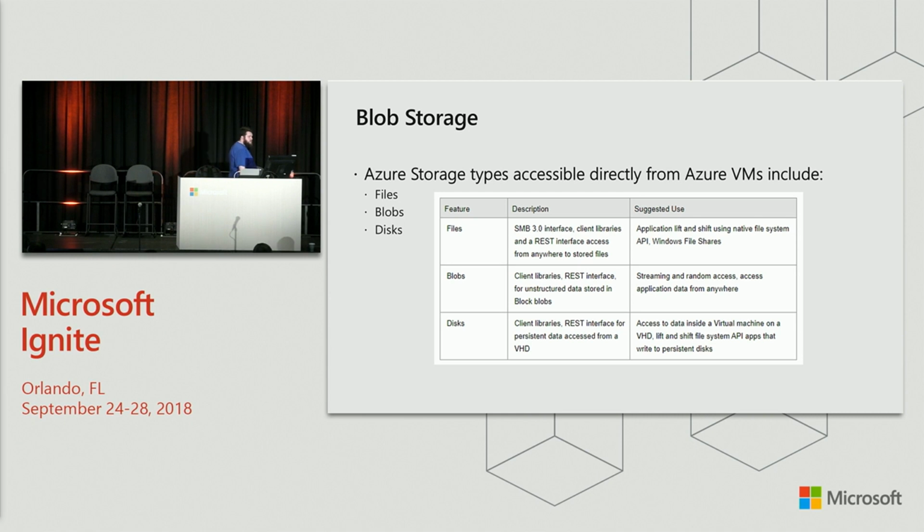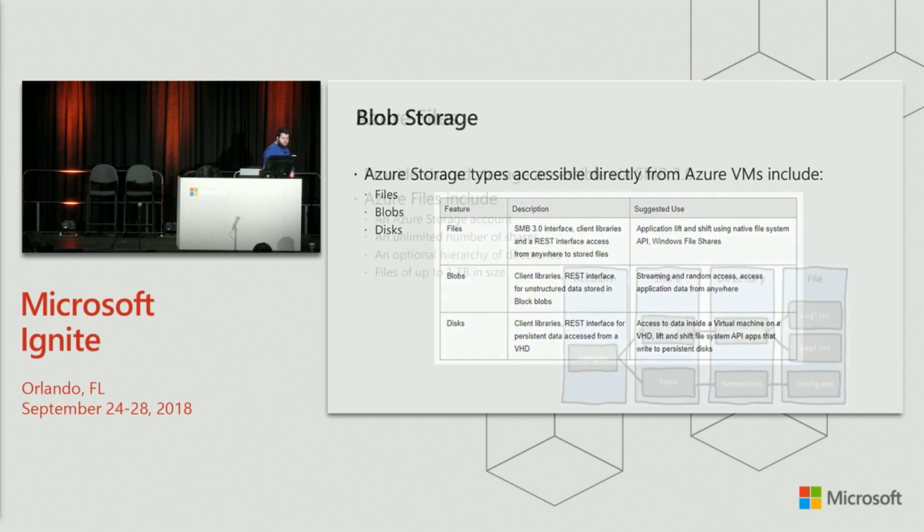So some more examples of that would be the storage perspective. There's blob storage. So you can have files, blobs, and disks, different interfaces, different suggested uses depending on the application. So again, this is a design exam. So you may get a case study, you may get a scenario. Well, we need to have streaming and random access for an application. The app has a lot of random reads. What's the best storage type to use for that application? And so then in that case, you might use blob storage as the answer.